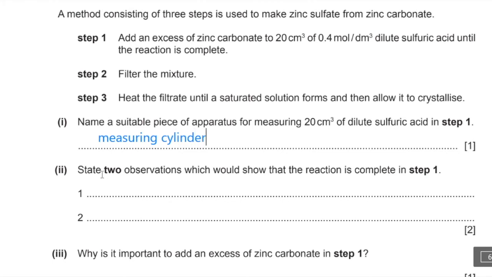2. State 2 observations which would show that the reaction is complete in step 1. Right, so while the reaction is going on between dilute sulfuric acid and zinc carbonate, zinc sulfate and carbon dioxide are 2 of the products that form. So carbon dioxide is given off in the form of bubbles. As long as the reaction goes on, those bubbles would form, and as soon as the reaction stops, the bubbles would no longer form, or you would no longer be able to see the effervescence.